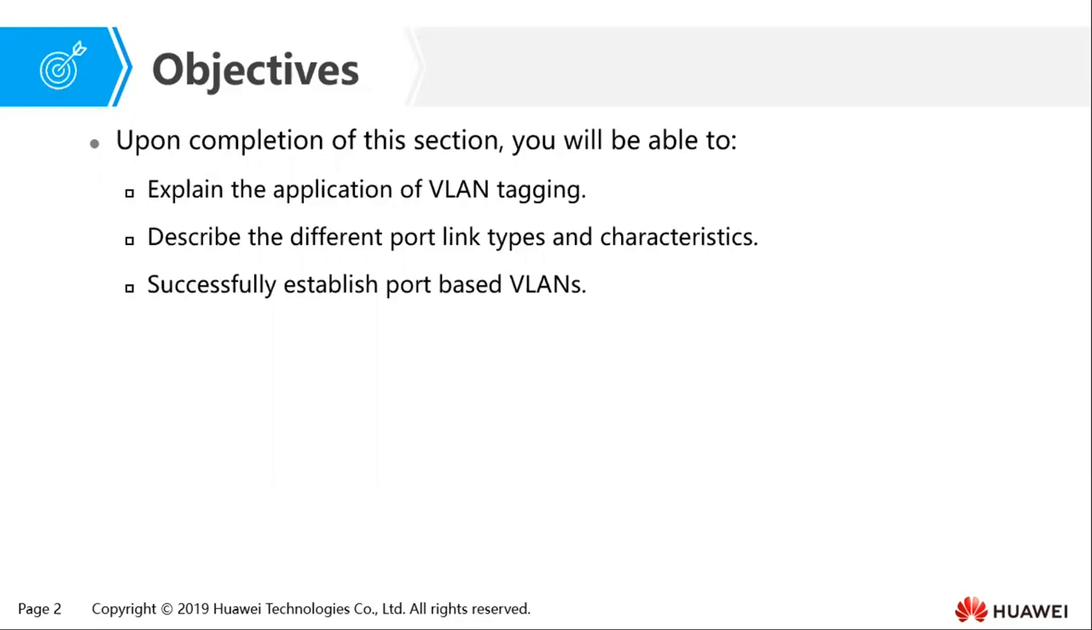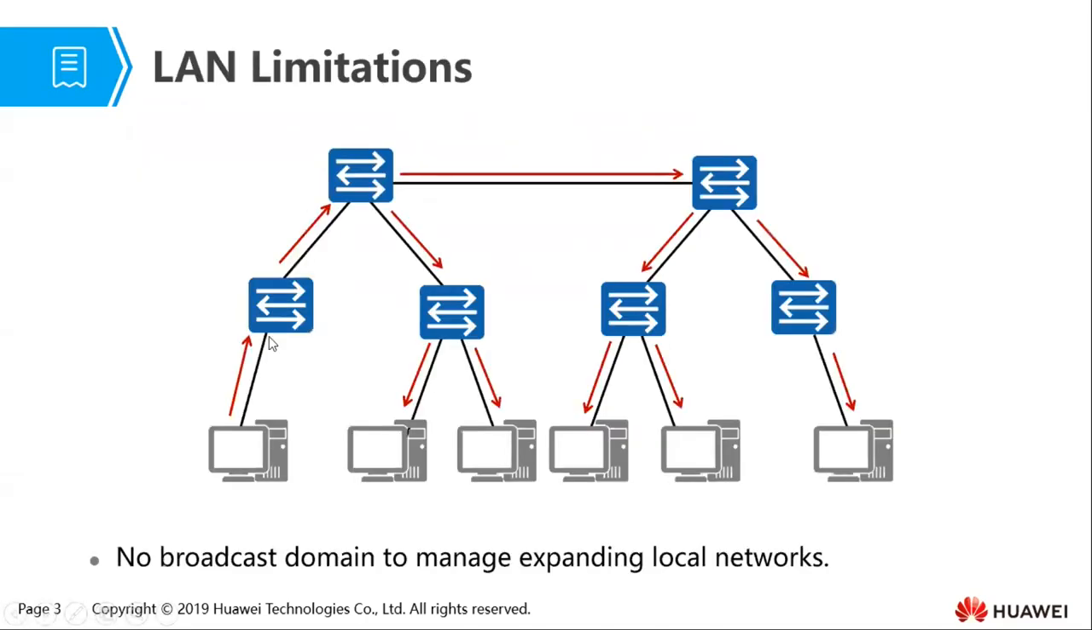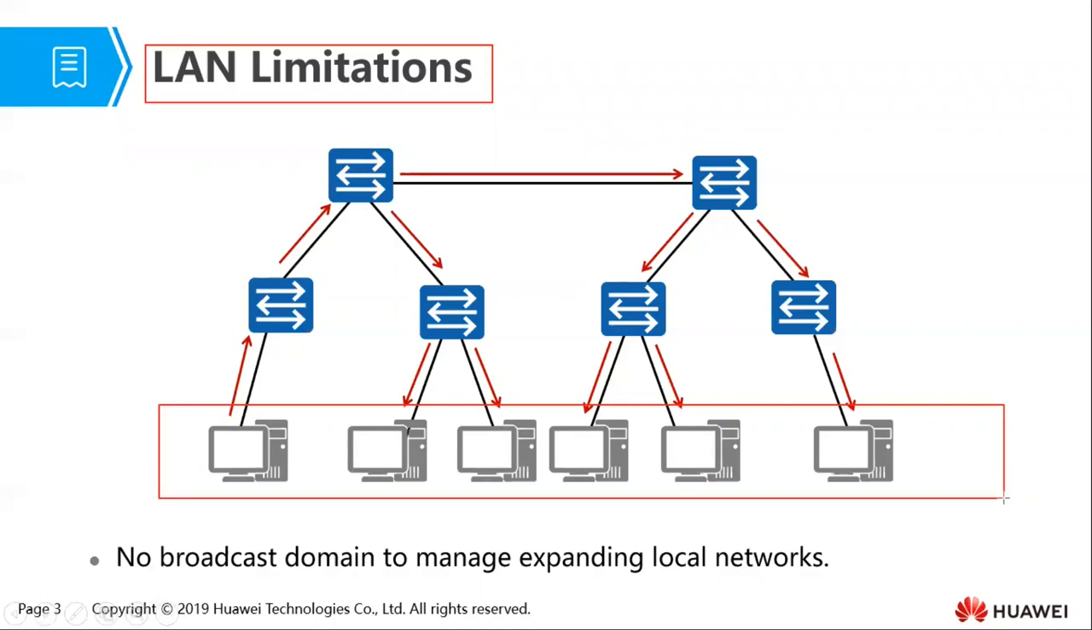So you should be able to explain the application of VLAN tagging, describe the different port link types and characteristics. Characteristics, very important. And successfully establish port-based VLANs. So a local area network has several limitations. One of them being that when the number of access devices increases, the number of broadcast packets exponentially increases. When broadcasts become more common, it causes interruptions in the network due to congestion.